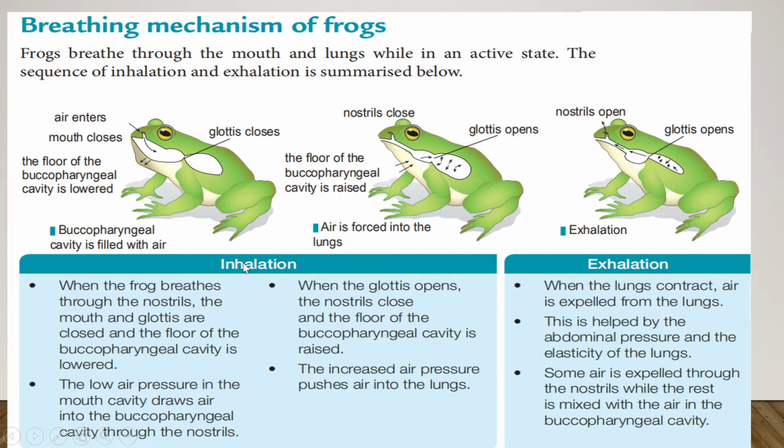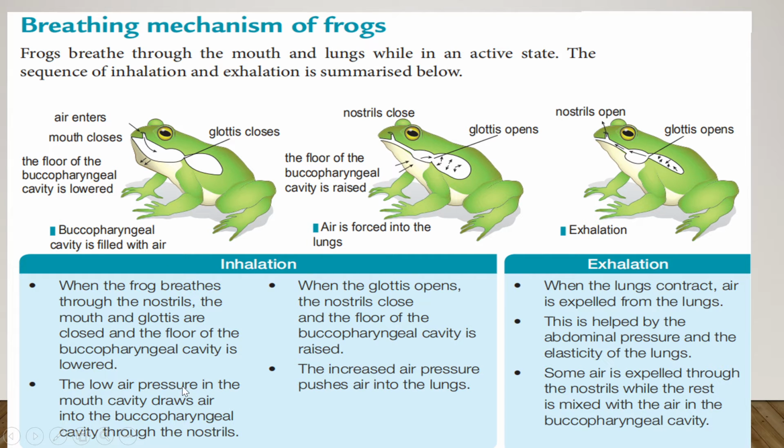During inhalation, when the frog breathes through the nostrils, the mouth and the glottis are closed. You can see here the mouth, and where is the glottis? This is the one that will be closed. The floor of the buccopharyngeal cavity is lower. So this is the floor, lower. Imagine these two closed and this one lower.